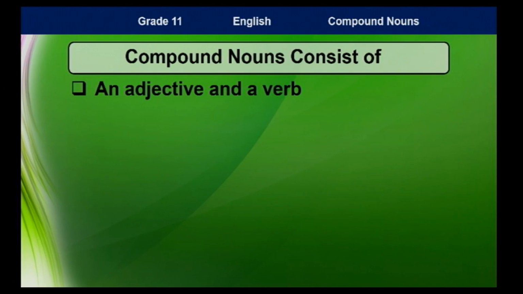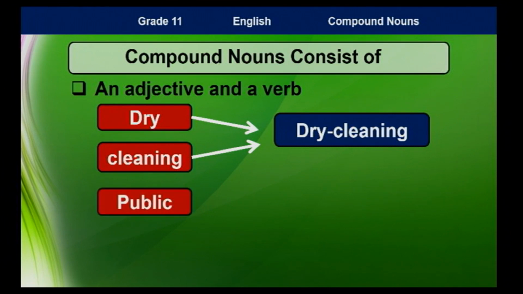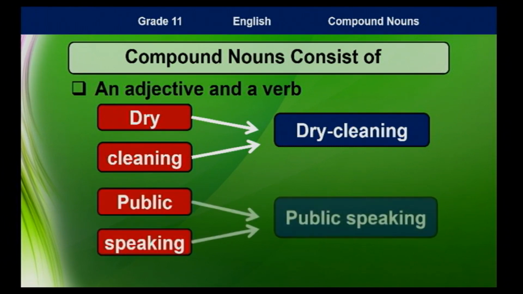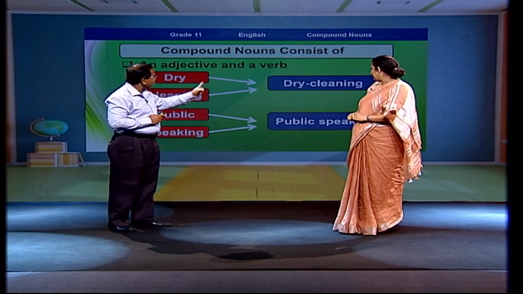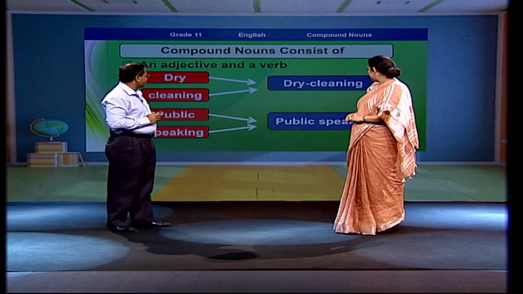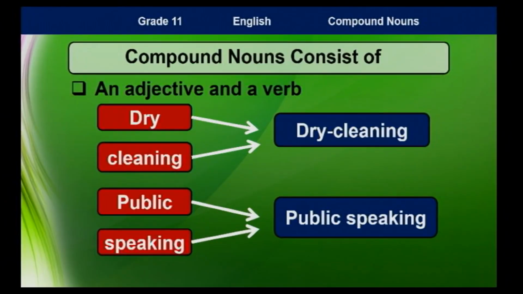The next slide reveals how an adjective and a verb or a gerund can be added together in order to make compound nouns. Right. Look at these two. Now dry is an adjective, cleaning a verb. Dry cleaning. Public an adjective, speaking a verb. Public speaking. When you look at the first one, dry cleaning, you can see that these two words are separated with a hyphen. In the next one, there is no hyphen, but they stand as two separate words. I will explain you later. Let's have a look at the next slide.